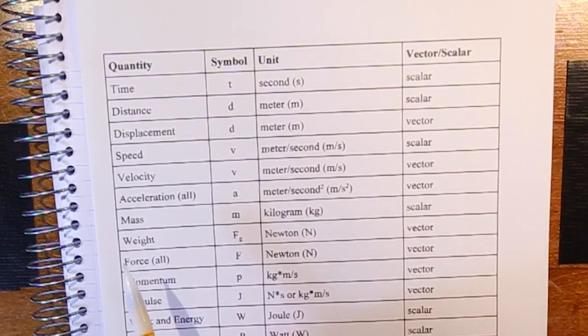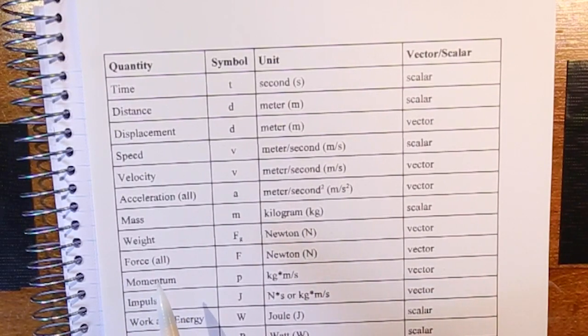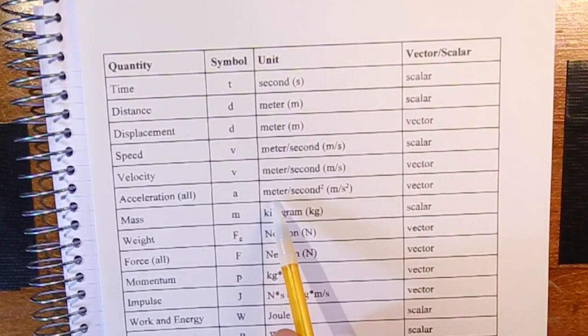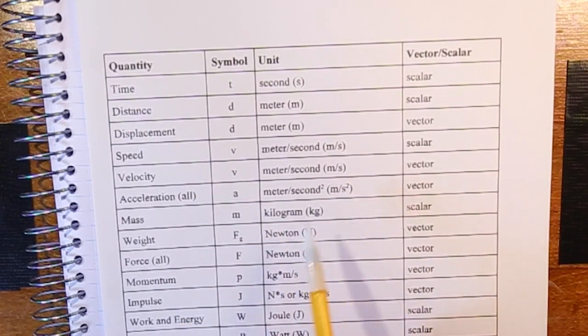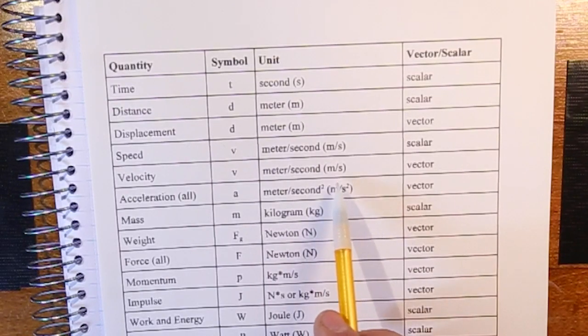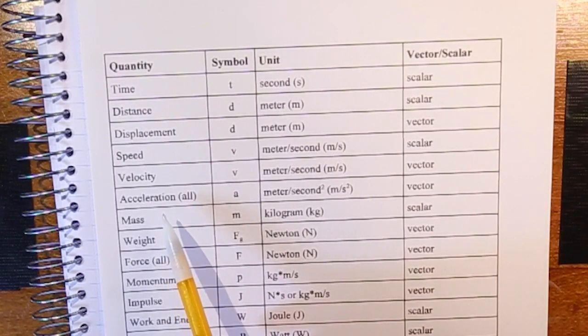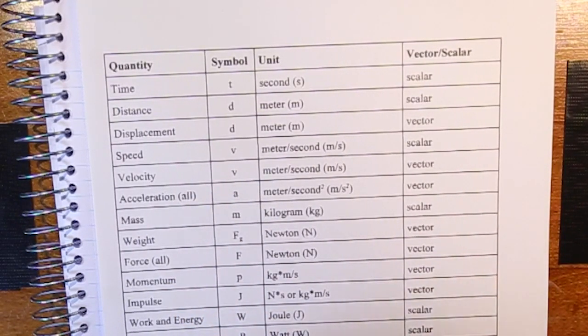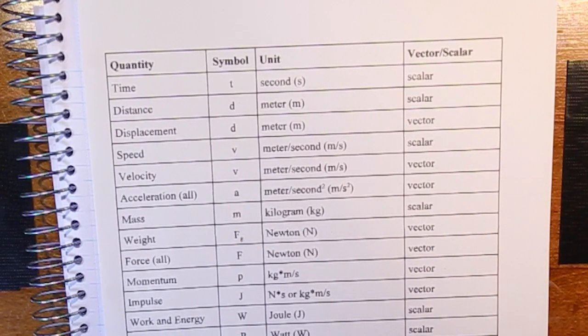Acceleration. I wrote all here because every type of acceleration has a direction. That includes centripetal acceleration, linear acceleration, tangential acceleration, all types. The unit is the meter per second squared. And that will come up again in a later video as to where and what that squared part means. Accelerations are caused by a net force. Forces are pushes and pulls. So if I push something to the right, it accelerates to the right. Therefore, it has a direction and it's a vector.